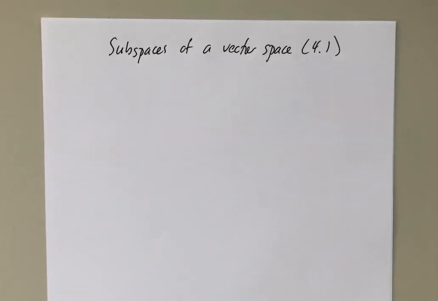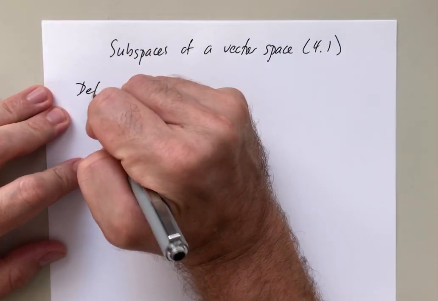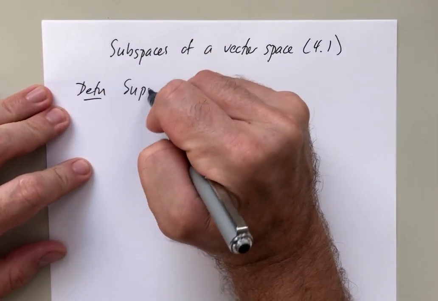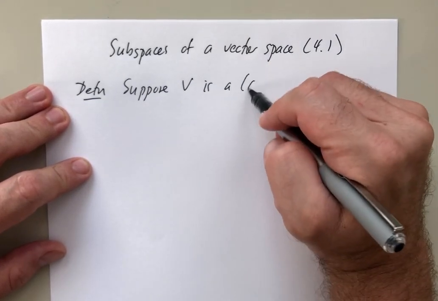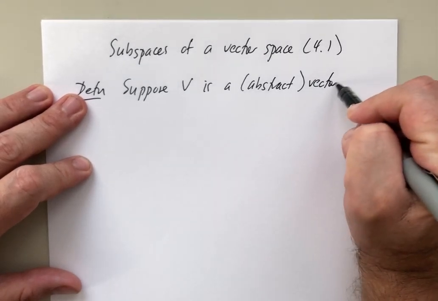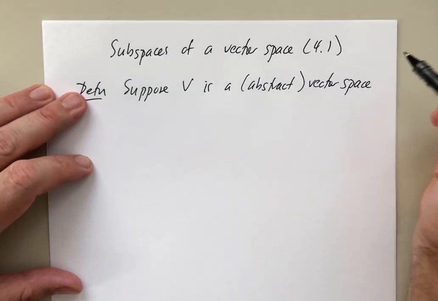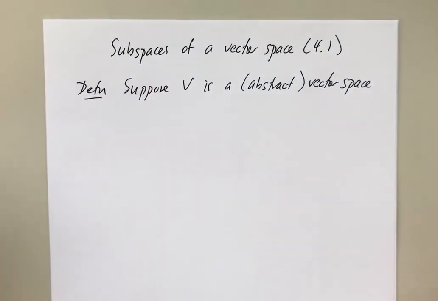Hello folks, today's topic is subspaces of a vector space, again material from 4.1. So I think I'm just going to jump into the definition here. Let's suppose V is one of those abstract vector spaces that I talked about last time. You can think about this as V could be R^n, or maybe those polynomials of degree at most 3, right?